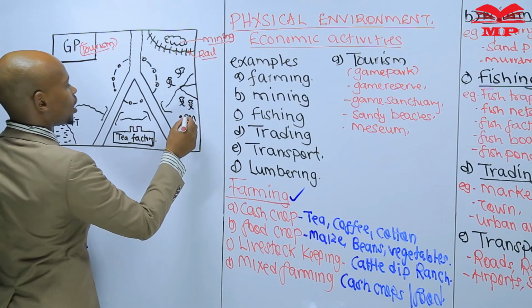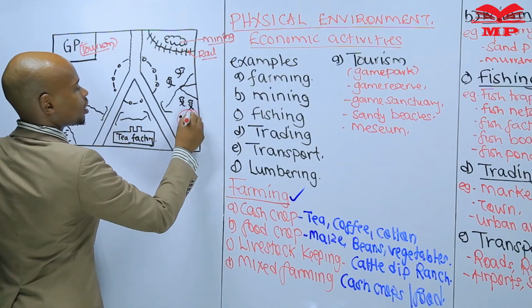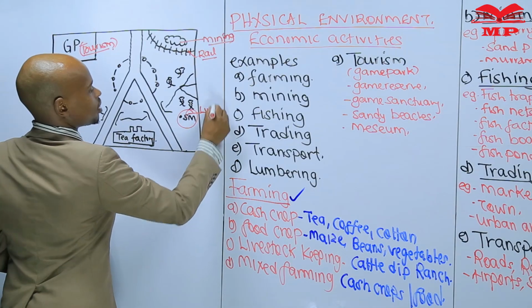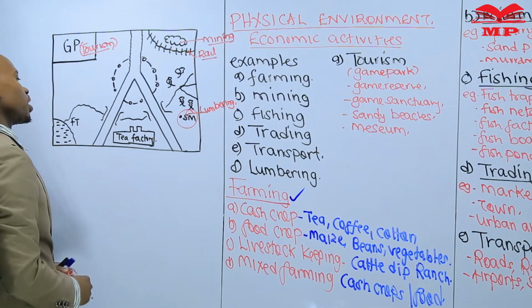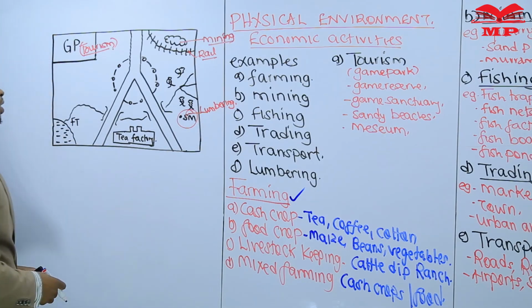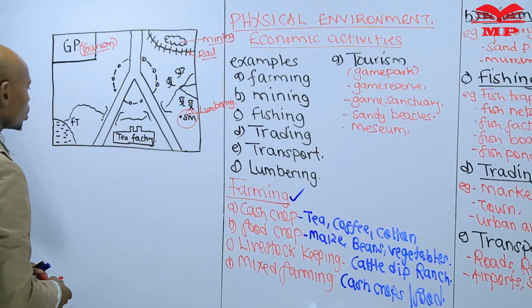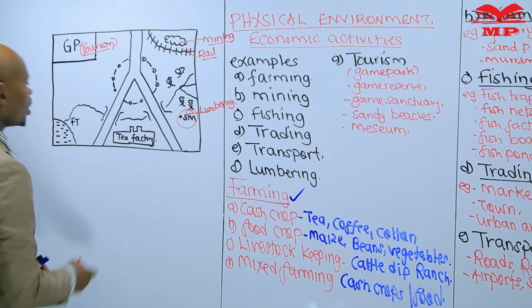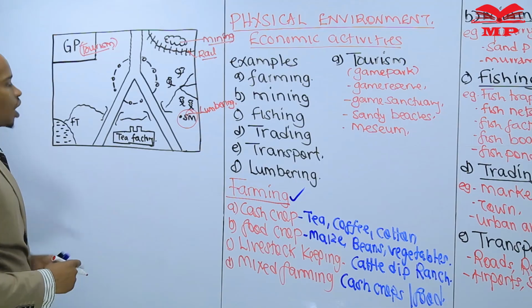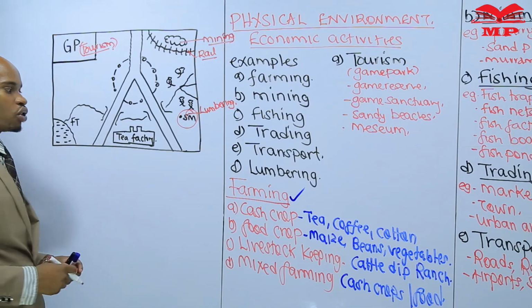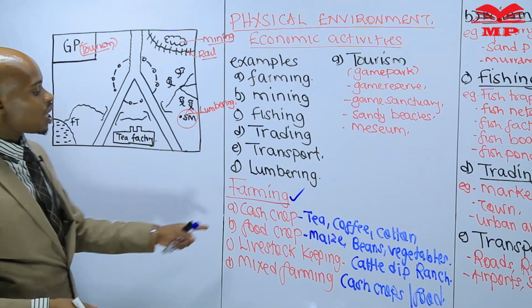We can have another explanation of a sawmill here. Then the economic activity here is lumbering. This is the lumbering economic activity around there. Tea factory.